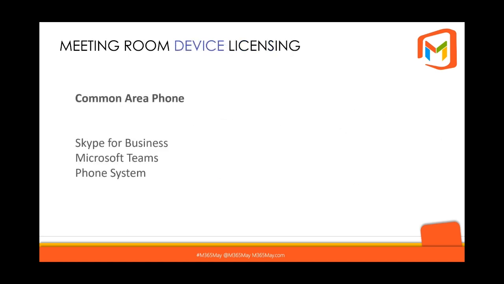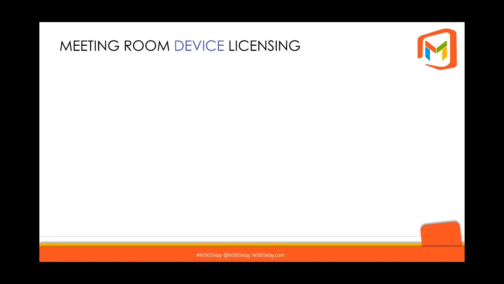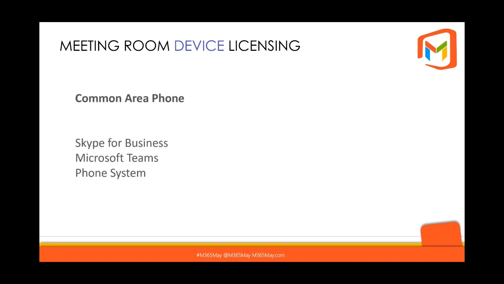And just a little bit of licensing for the meeting room devices. So, of course, as you'd expect, we need a license if we're going to have a phone system on devices, just like we do for our users. For common area phones, and let's define common area phones as devices that don't have video. So those phones I showed you before are common area phones. If I have a standard handset in a room that's not associated to a user, but it's associated to the room, that's a common area phone.